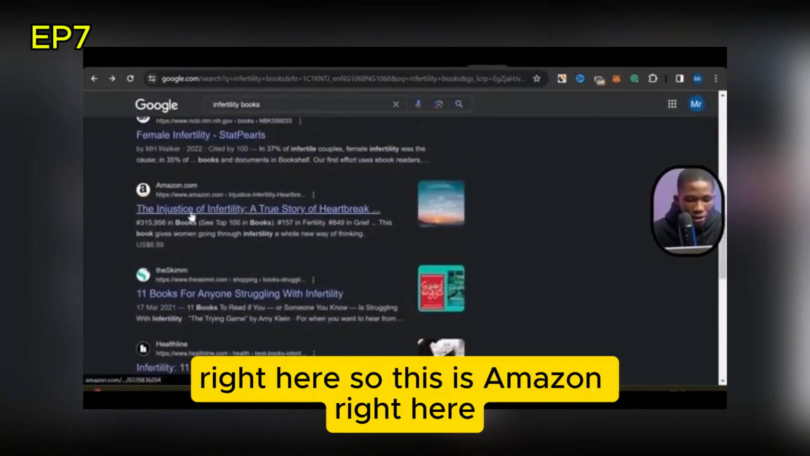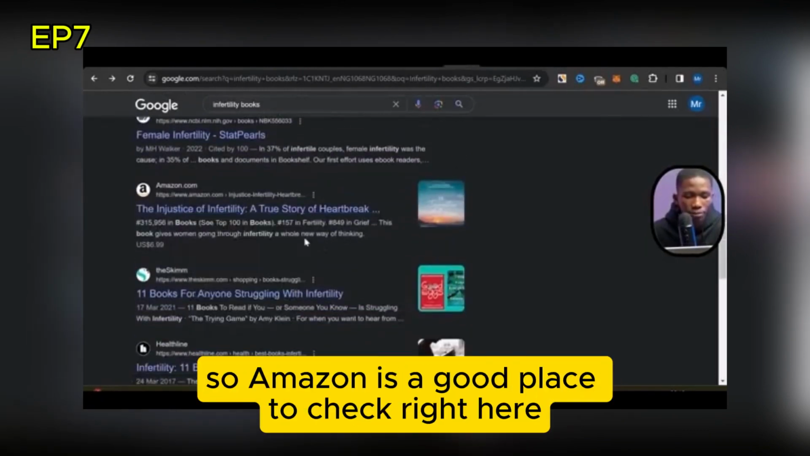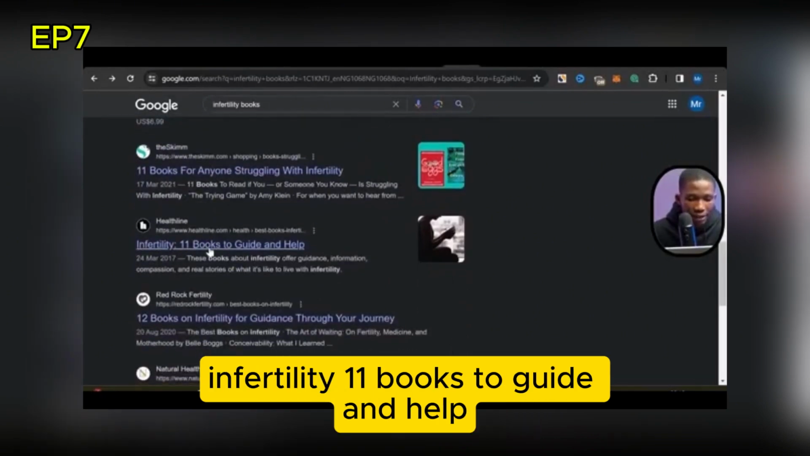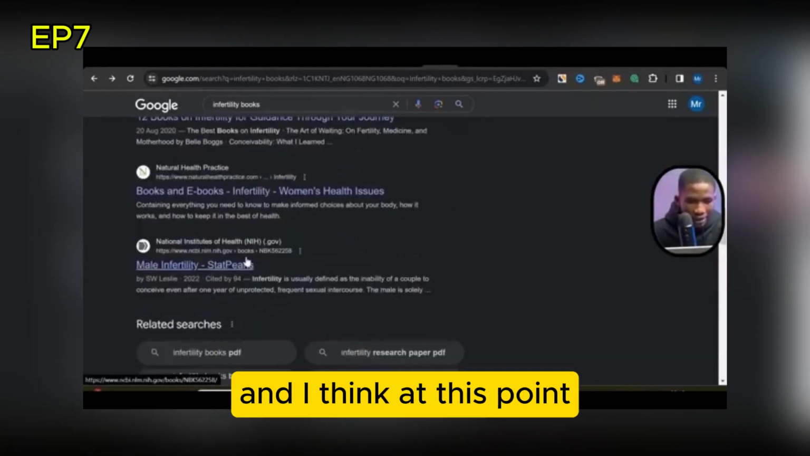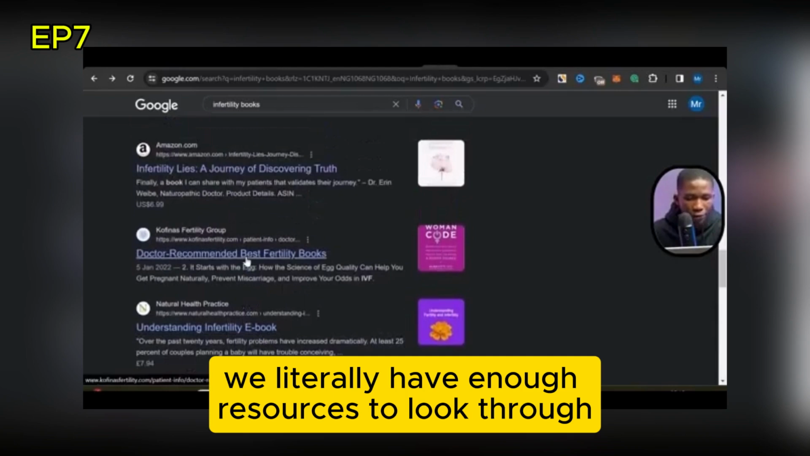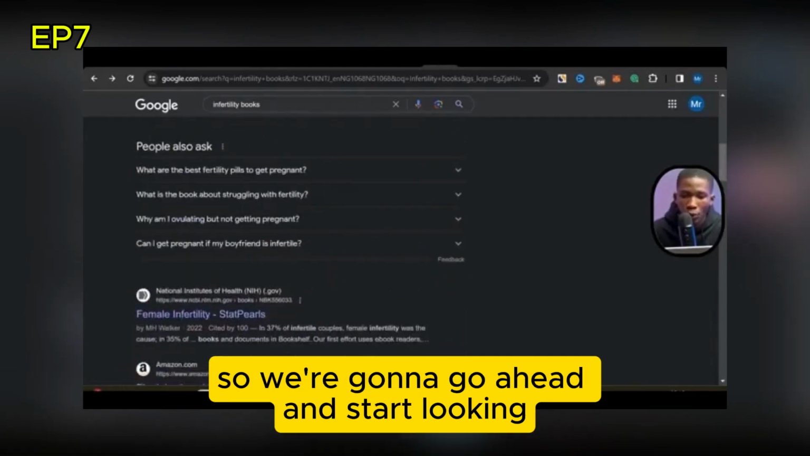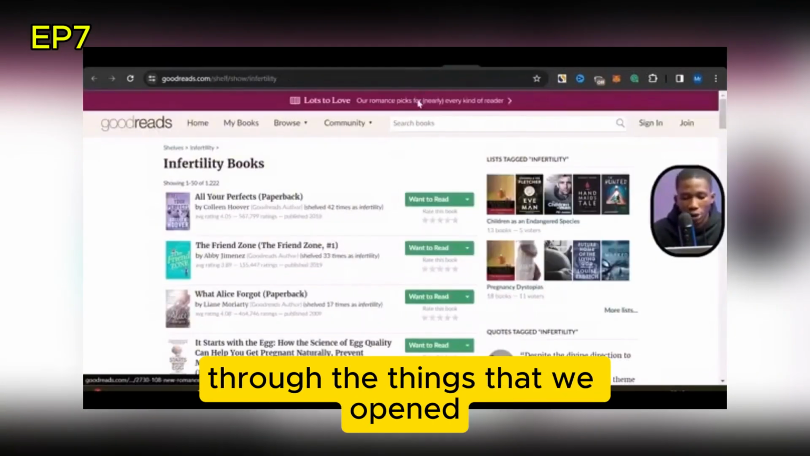This is Amazon right here, and Amazon is a good place to check. Here's Infertility, 11 books to guide and help. We can open this one on healthline.com. And I think at this point, we literally have enough resources to look through. So we're going to start looking through the things that we opened.